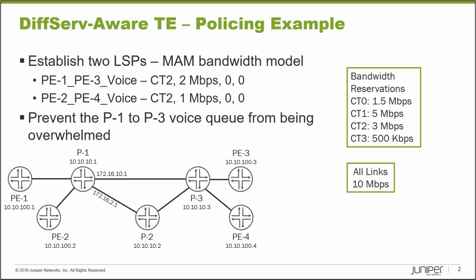And with this, we want to establish 2 LSPs that use the MAM bandwidth constraint model. The first LSP will start at PE1 and go to PE3. It will be a voice LSP that will be using CT2, will require 2 megabits per second of traffic, and will have a hold and setup priority of 0 and 0.